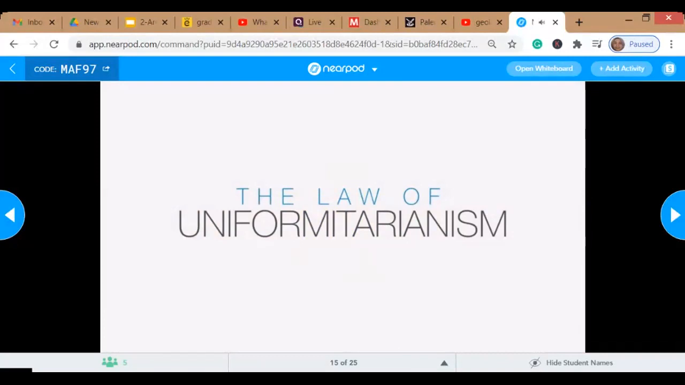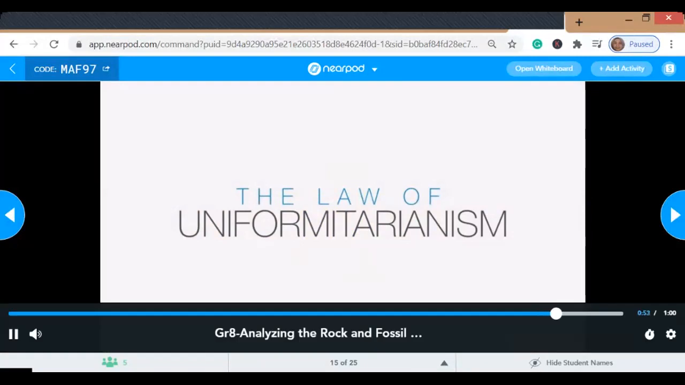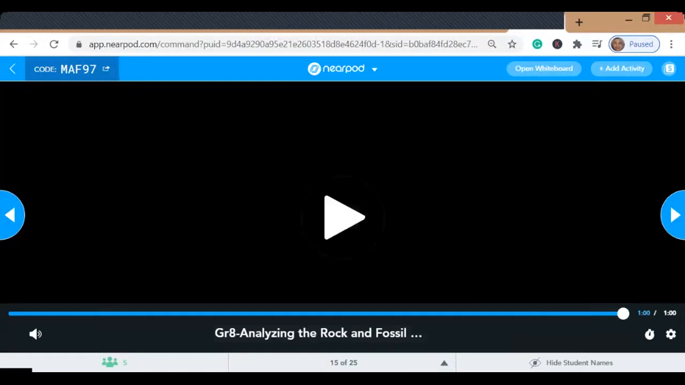And that's an important assumption because it allows us to look at rock layers from millions of years ago and have a good idea as to what actually happened to form those rock layers, because we're seeing the same types of things happening today.